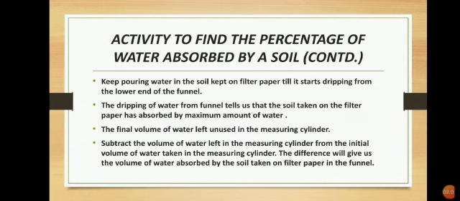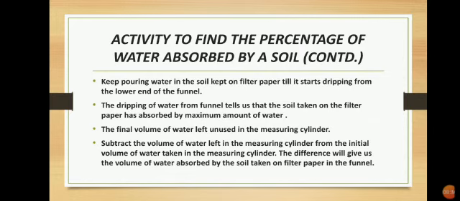Now keep pouring the water on the soil kept on the filter paper until the water starts dripping from the lower end of the funnel. Once you find that the water is dripping out from the funnel, stop pouring more water on the soil. The dripping of water from the funnel tells us that the soil taken on the filter paper has absorbed the maximum amount of water.